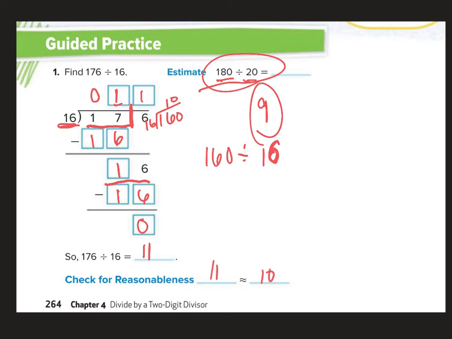And I kind of like mine better because I didn't change the divisor. I kept it the same. So, anyways, either one you choose is A-okay because they both get you a close answer, don't they? All right, let's keep going.